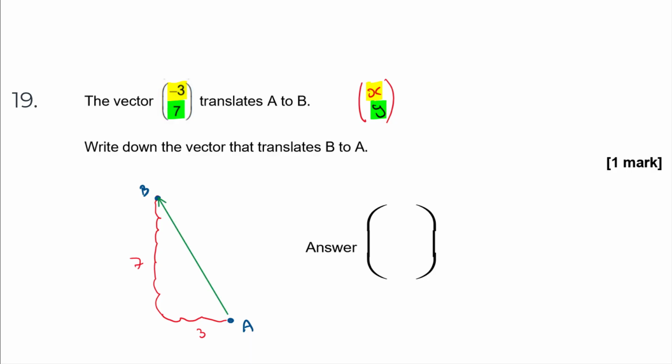Now, if I want to go from B to A, I'm going to go along that vector in the opposite direction. So rather than going 3 to the left, I need to go 3 to the right, don't I? And rather than going 7 up, I need to go 7 down. So my answer would be 3 to the right and -7 up. Okay, so that's going to be my opposite vector. I'm going in the opposite direction. So basically I'm just flipping the signs around, aren't I? If you want to go down the vector in the opposite direction, change the signs.